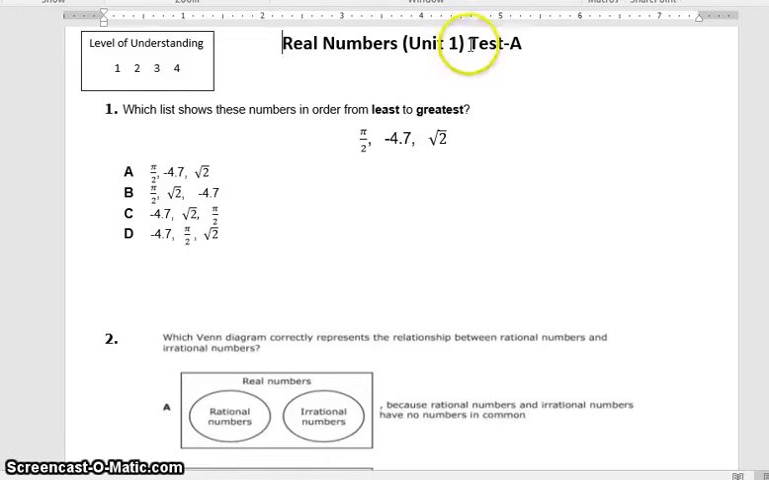Real Numbers Unit 1 test. Remember to circle your level of understanding before you start the test. 1 means you don't think you're going to do well, 4 means you think you're going to get 100.